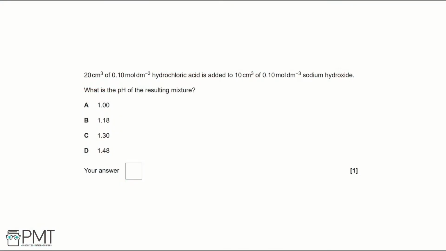20 centimeters cubed of 0.1 moles per decimeter cubed hydrochloric acid is added to 10 centimeters cubed of 0.1 moles per decimeter cubed sodium hydroxide. What is the pH of the resulting mixture? A, 1.00, B, 1.18, C, 1.30, or D, 1.48? Firstly, in this question, let's highlight the key pieces of information. So that's going to be the volume and concentration of hydrochloric acid, the volume and concentration of sodium hydroxide, and the pH of the resulting mixture.